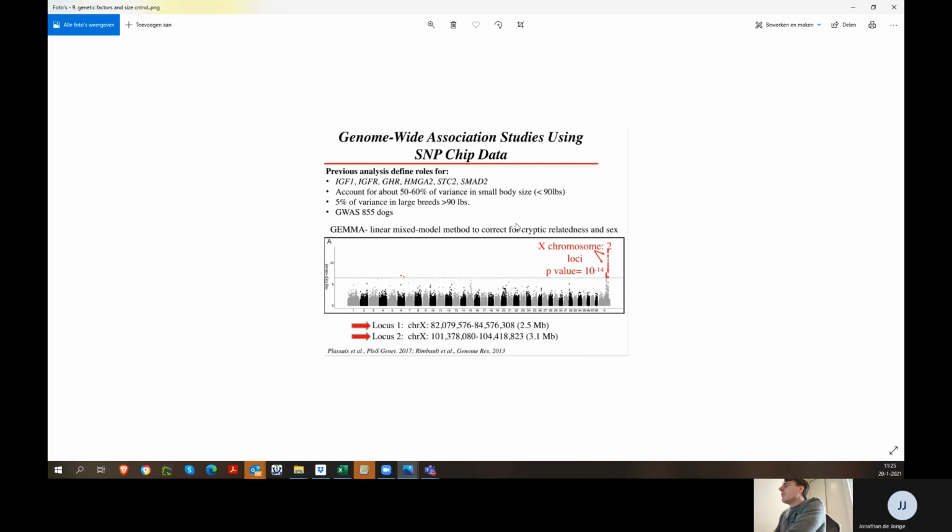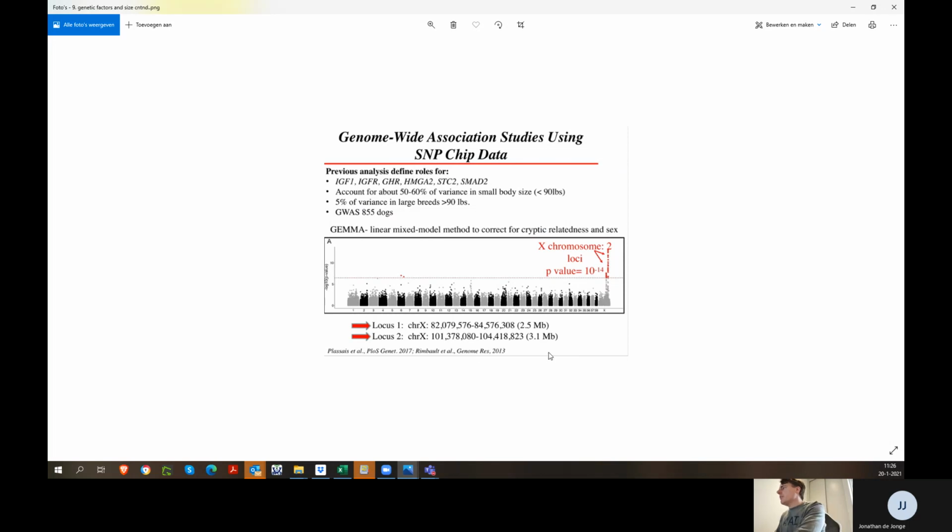They also looked at SNPs, and the funny thing, the most interesting thing, is that they looked at different markers, and they see that those 6 markers account for more than half of the variety in small body size. They say small body size is less than 90 lbs, so that's in kilograms less than 40 kilograms. In my opinion, that's not a small body size. But they found very little variety in large breeds. If you look at those markers, you only have 5% variety if you look at dog breeds higher than 90 lbs, so that's more than 40 kilograms.